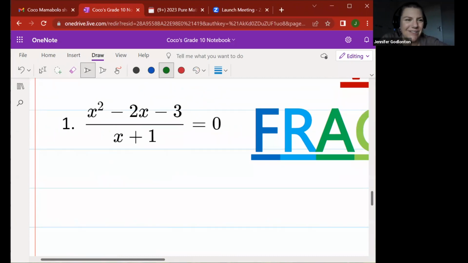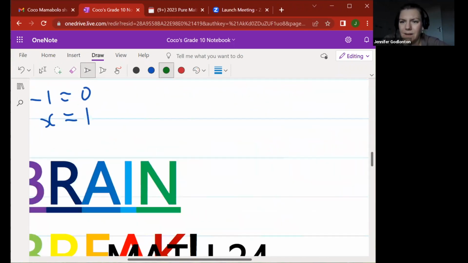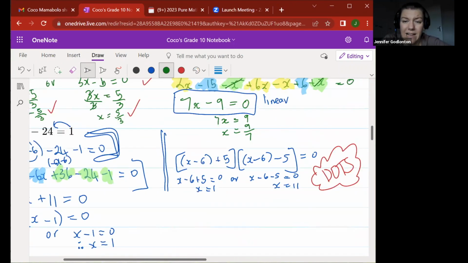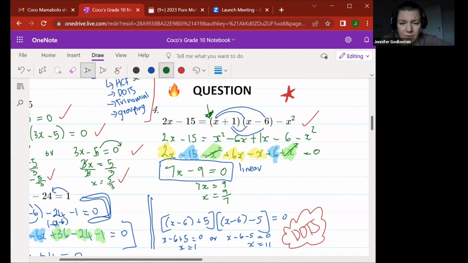Why is the final answer a fraction and not a whole number? For this one, why is it 9/7? Because when I move my 9 over, I'm left with 7x is equal to 9. And then if I need that x to be alone, I have to divide both sides by 7. And that's why that 7 is going to be divided on the other side. Okay. All right. Let's go.